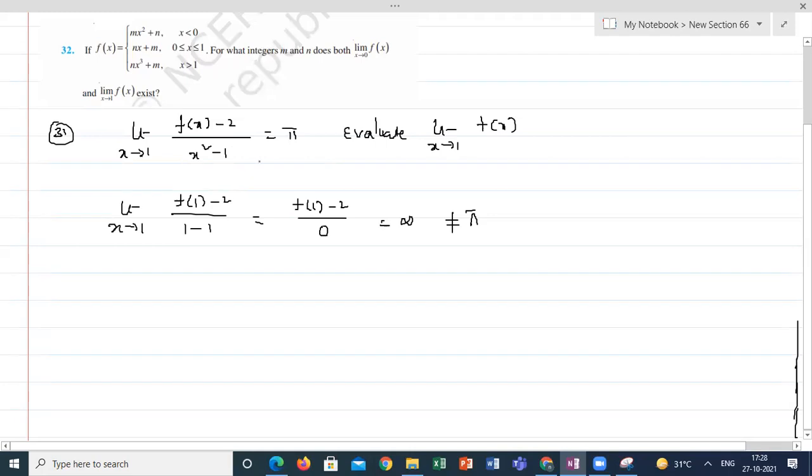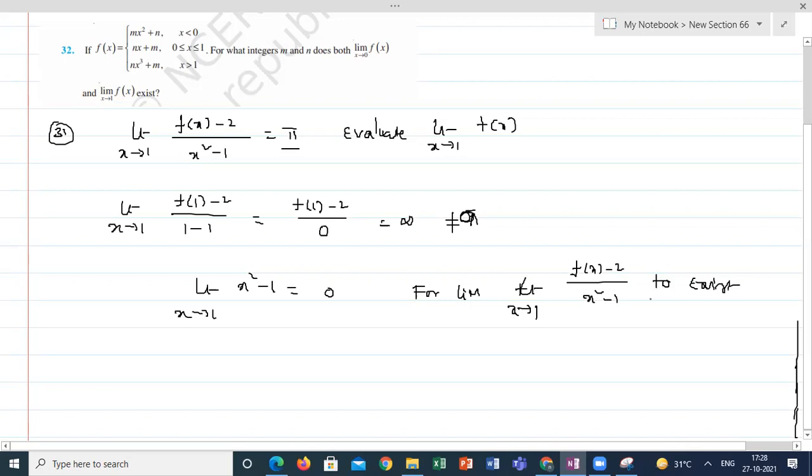So after some deductions, it is coming as pi. That means it should give some indeterminate form. If I am saying limit x tends to 1, x square minus 1 is 0. For limit x tends to 1, (f of x minus 2) by (x square minus 1) to exist, the numerator also should be 0. Limit x tends to 1, f of x minus 2 should be 0.